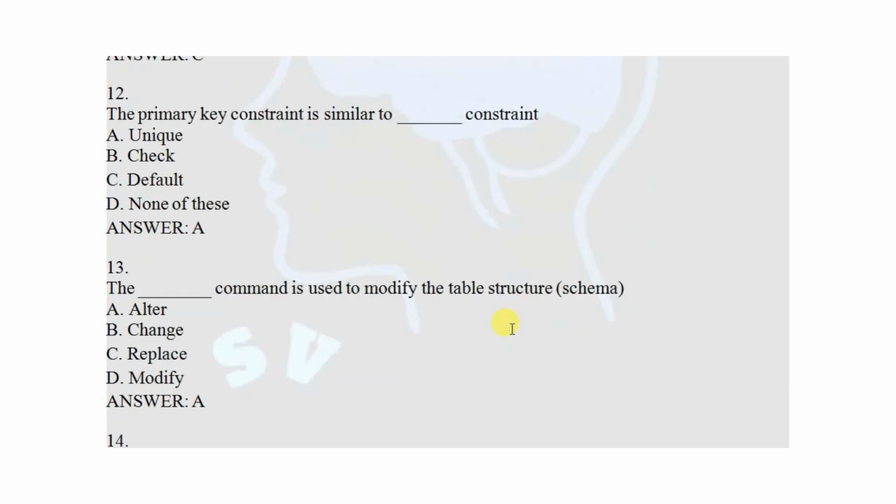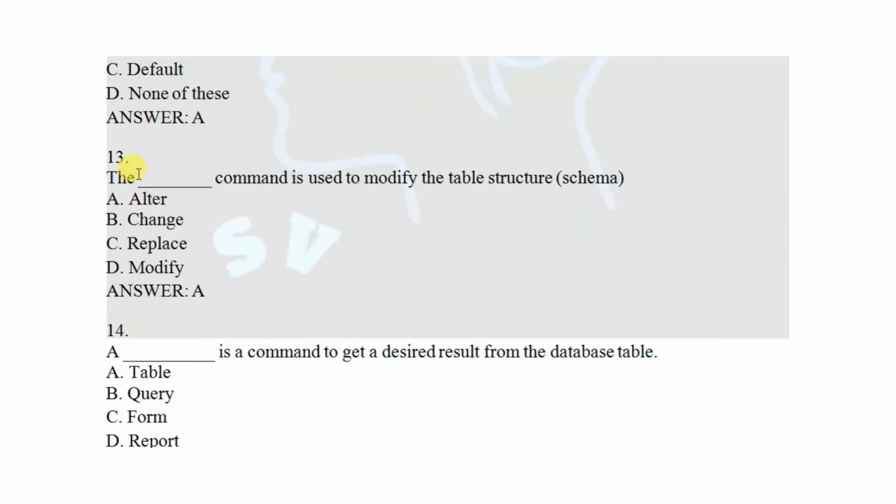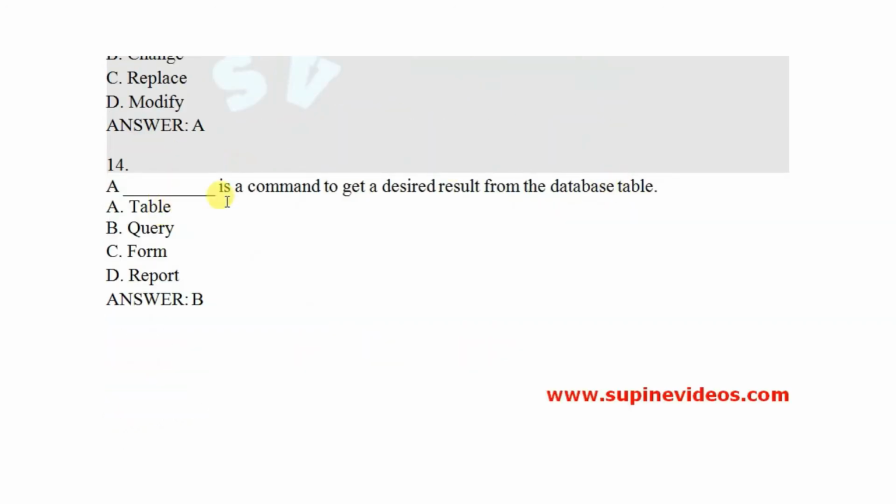Question number 12. The primary key constraint is similar to dash constraint. Your answer is option A. Unique. So, the primary key constraint is similar to unique constraints. Question number 13. The dash command is used to modify the table structure, that is schema. Your answer is option A. Alter. So, the alter command is used to modify the table structure or schema. Question number 14. A dash is a command to get a desired result from the database table. Your answer is option B. Query. So, a query is a command to get a desired result from the database table.